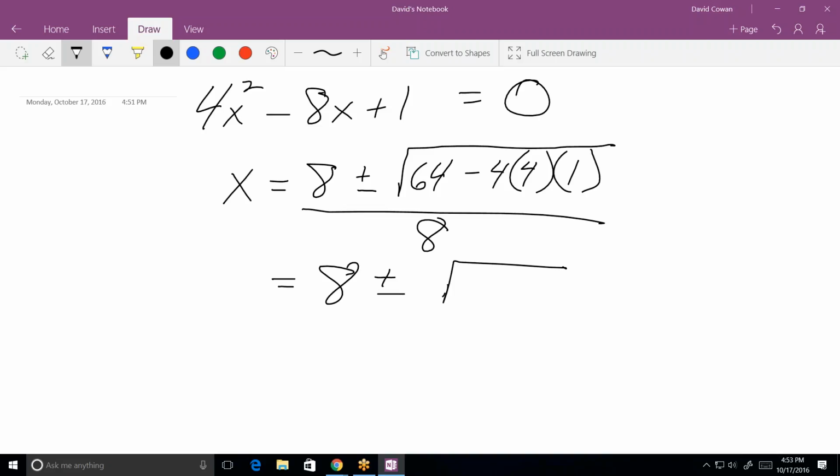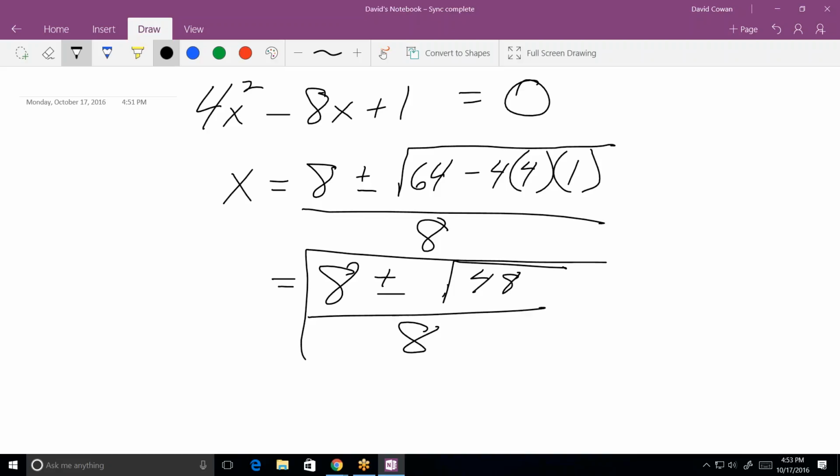Minus 16. Oh, sorry. Yeah. So 64 minus 16 is 48. And then over 8. So that is at the moment our answer.